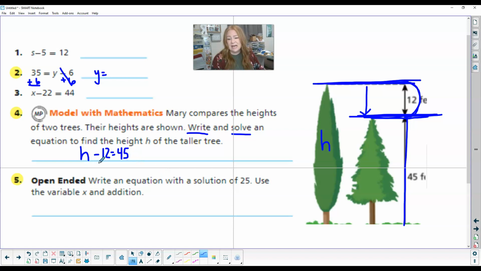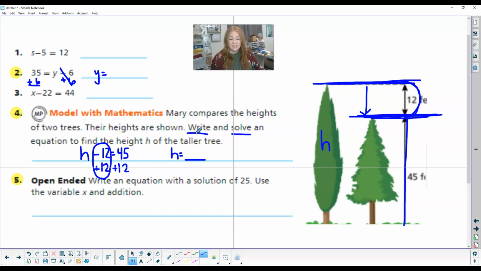So now I need to get H all by itself. So the opposite of minus 12 is to add 12. So I'm going to add 12 to this side. I'm going to add 12 to this side. So this side right here, this cancels out. So I'm left with H equals 45 plus 12 will be my answer.